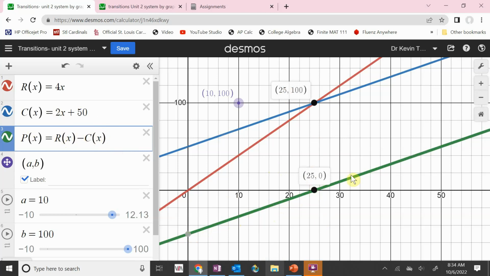So this is something that we've seen before, but what we haven't really talked about is how the blue and the red together combined are considered a system of equations.